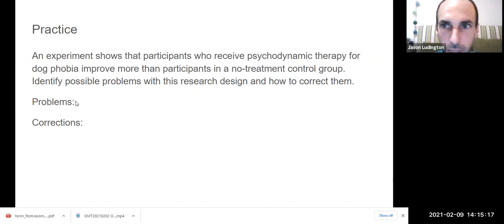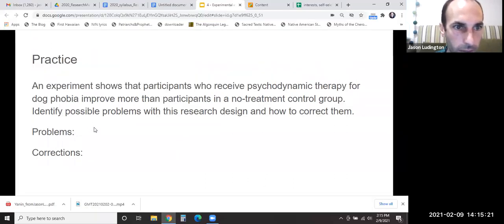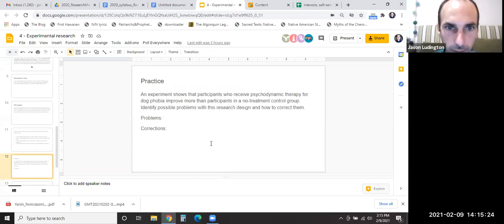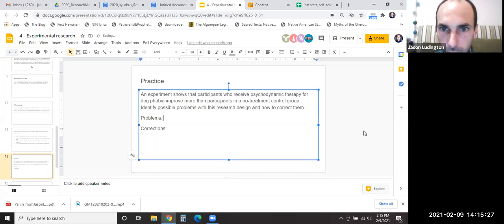What are some problems? And how do we fix them? So one group receives therapy for their dog phobia. Others have dog phobia, but they don't get treatment. They're in a control group. Tell me what possible problems could happen if the experimenter or researcher doesn't do things right, if they don't know what they're doing. What could go wrong?